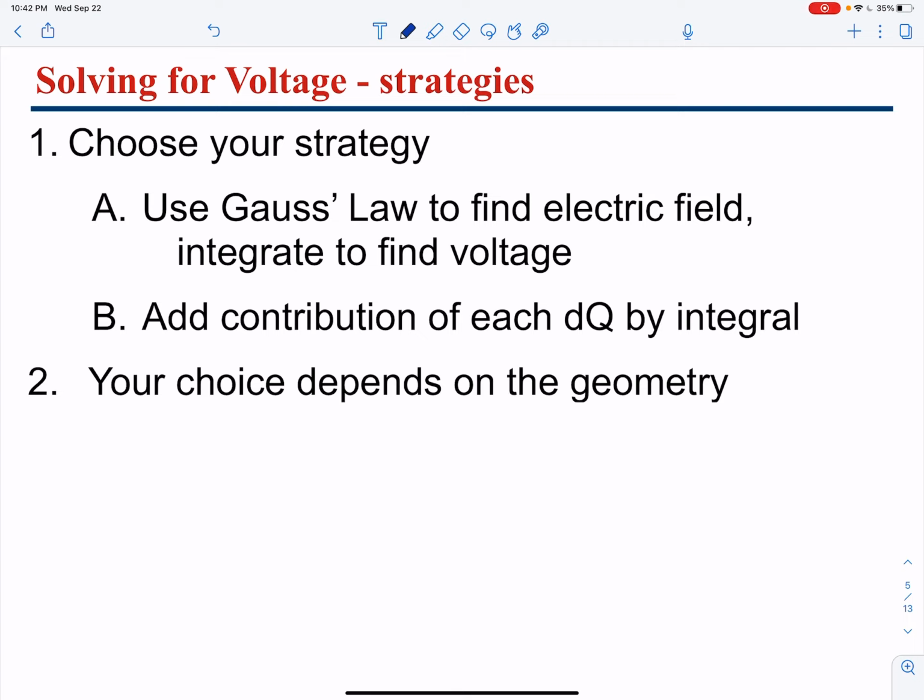That's certainly what you would do if you just had a point charge, if you had a very simple distribution of charge where the symmetry in Gauss's law allows you to find the electric field. The other alternative would be just to add the contribution of each little chunk of charge, each little dq, and do the integral to solve it. Your choice depends on the geometry. So let's look at a couple of examples.